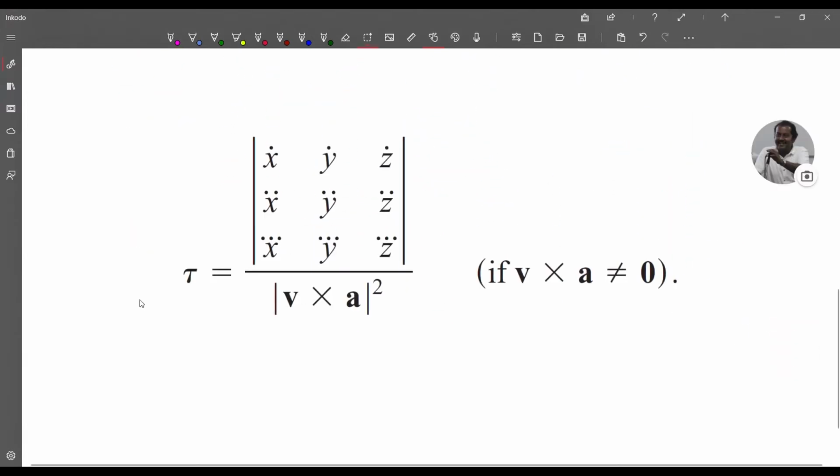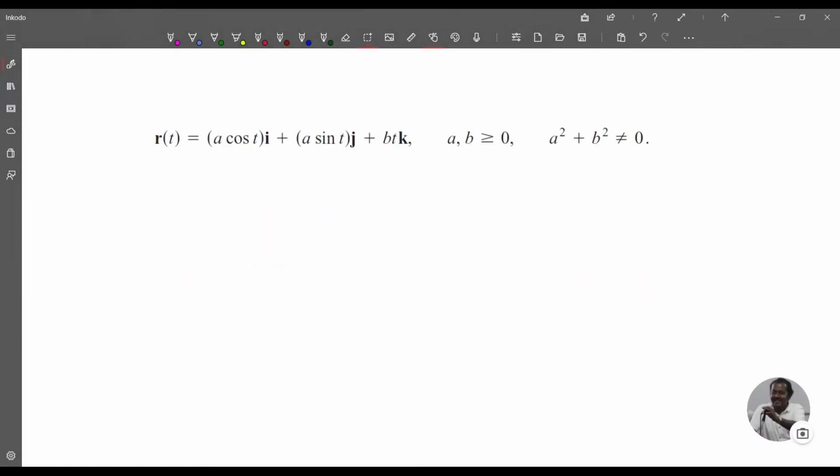So we have a formula for torsion: tau is equal to the determinant of x dot, y dot, z dot; x double dot, y double dot, z double dot; x triple dot, y triple dot, z triple dot, divided by the modulus of v cross a, the whole square, provided v cross a is not equal to 0. Now we do a problem.